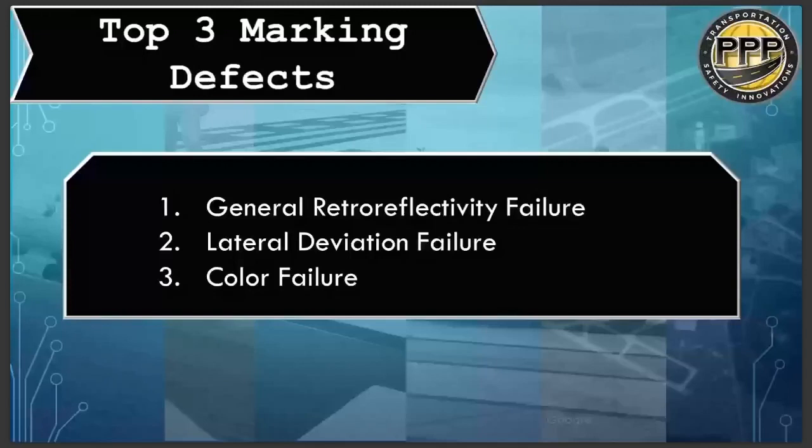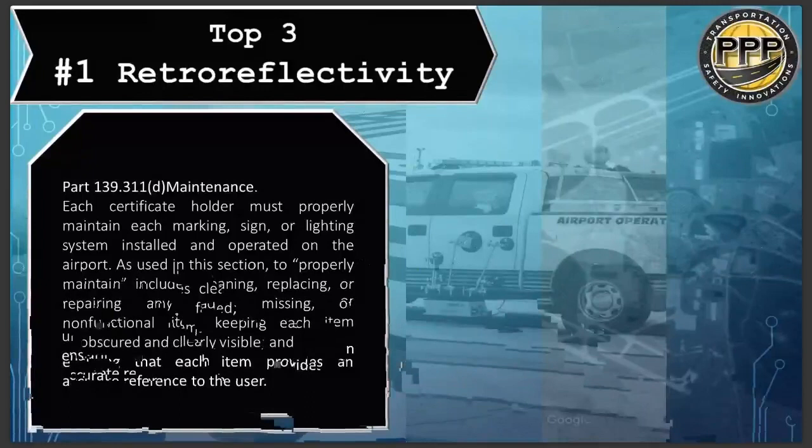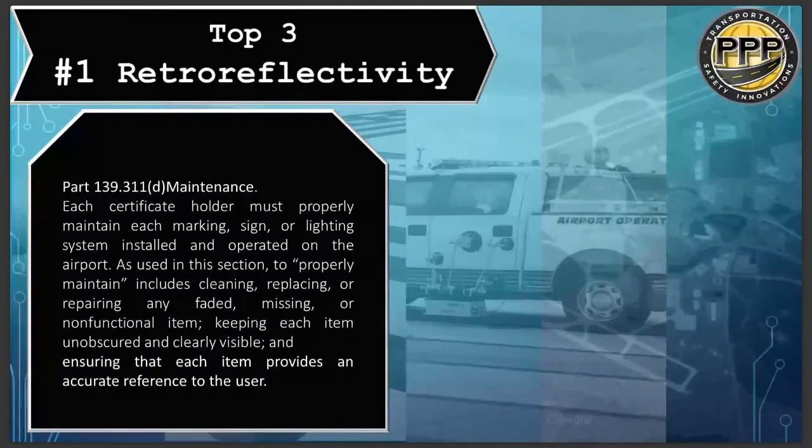Number one, again, was retroreflectivity. I pulled this out of the FAA guidance or Part 139 language, specifically Part 311, sub item D. FAA inspectors refer to this standard a lot, and I just really want to pick out the last two sentences on this slide, which say, each item provides an accurate reference to the user. If you were in the room about 10 minutes ago, you heard me use almost verbatim that language. It's something that I rely on when I'm in the field looking at something, asking myself, is this marking providing that accurate message? If it's not, or if it's even debatable, then we may have an issue, because a pilot or a user may see something different than what is intended.